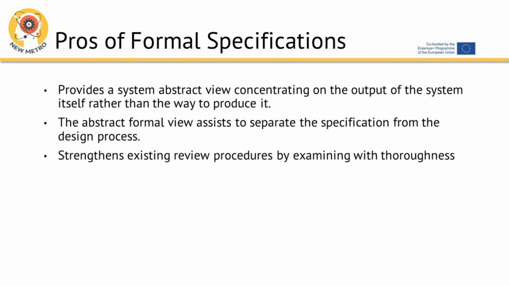Pros of formal specifications. Provides an abstract view of the system, concentrating on the output of the system itself rather than the way to produce it. The abstract formal view helps to separate the specification from the design process. Strengthens existing review procedures by examining with thoroughness.